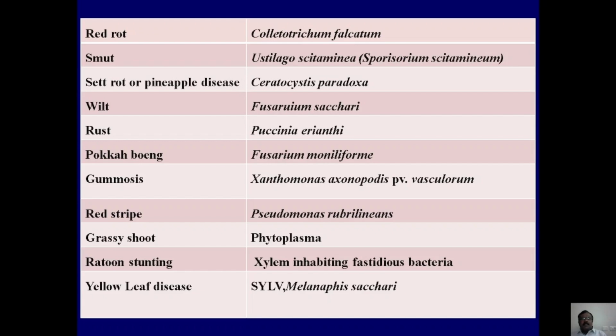It is a newly emerging disease caused by Fusarium moniliforme, and then some of the bacterial diseases which include gummosis, red stripe, as well as ratoon stunting, and besides, the phytoplasma causing grassy shoot disease and the virus causing yellow leaf disease, which are all important on sugarcane. Let us see one by one in detail along with the management aspects.